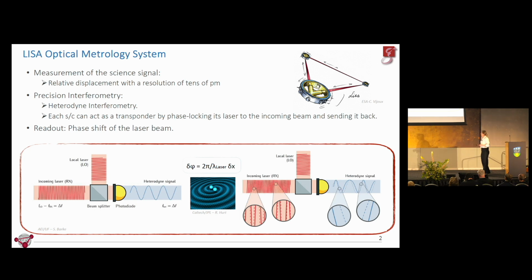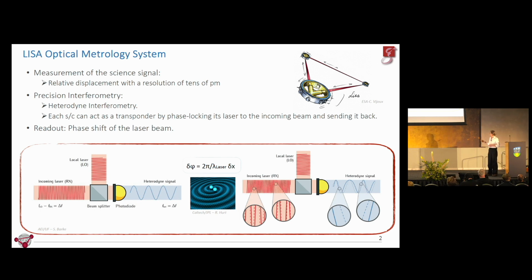Now, each of the spacecraft can act as a transponder, so it locks its laser to the incoming laser and sends it back. And we can resolve the full constellation interferometry in post-processing by using the TDI technique. This is something that Olaf told us about on Tuesday, I believe.